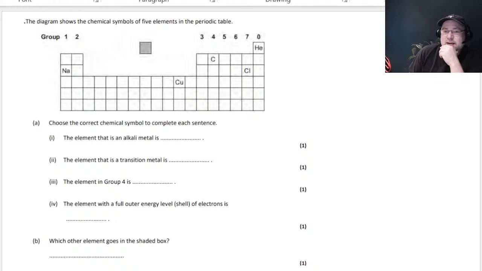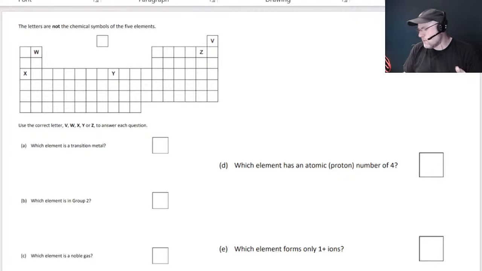Okay, you're entering into the end just before the exams. Right, let's go. Let's give you a few warm-up questions. So have a go at these ones. Use the correct letter V, W, X, Y, or Z to answer each question.